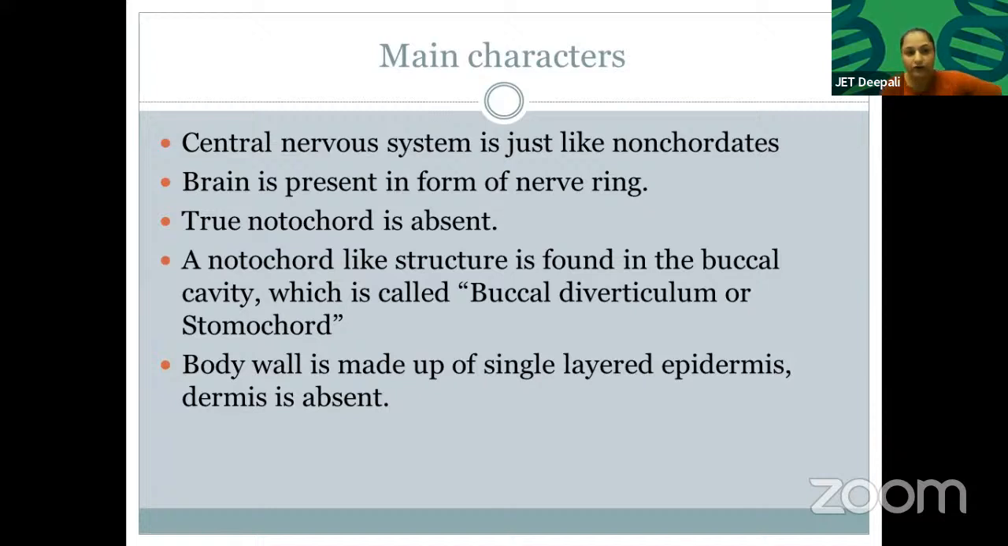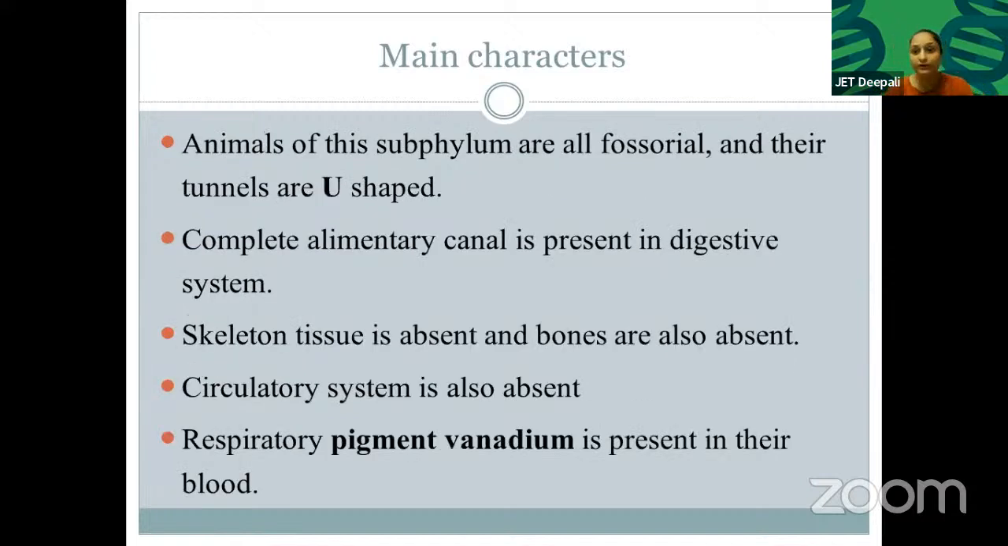Okay, body wall is made up of single layered epidermis. Dermis is absent. Our skin has epidermis and dermis, but these hemichordates have only epidermis, and that is single layered. Animals of this subphylum are fossorial, means they like to burrow under the sea. Their tunnels are U-shaped, means entry and exit are different. They enter from one end and come out from the other end. Complete alimentary canal is present in the digestive system, means mouth and anus are present. Skeleton tissue is absent and bones are also absent. Circulatory system is also absent.